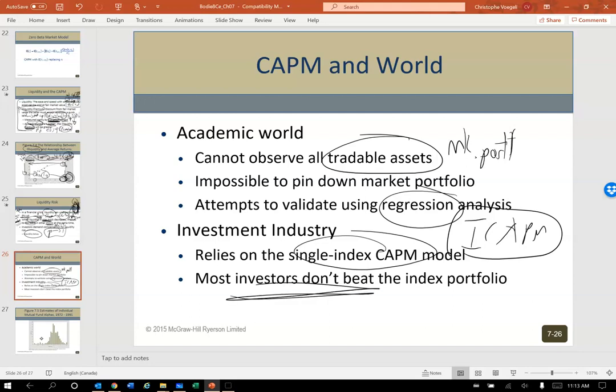Again, most investors do not beat the index. It's extremely tough to do with any kind of persistency. And that's why alpha tends to go to 0 over the long haul. And if you're having fees in your portfolio, you end up with negative alpha because you're paying the fee.